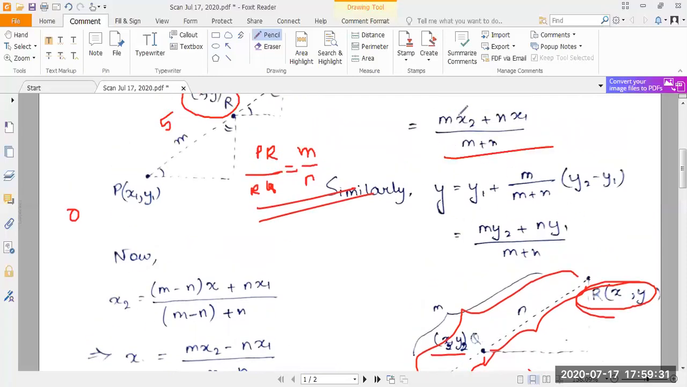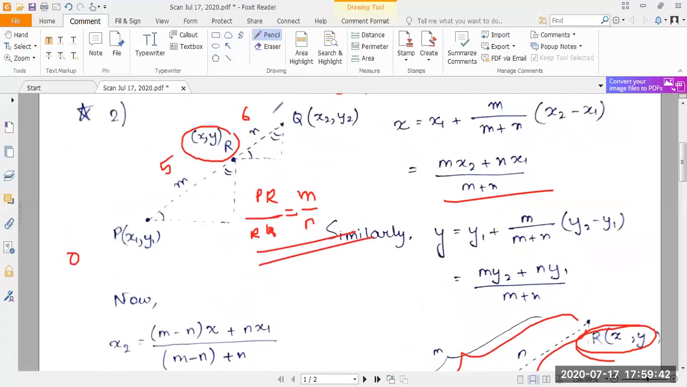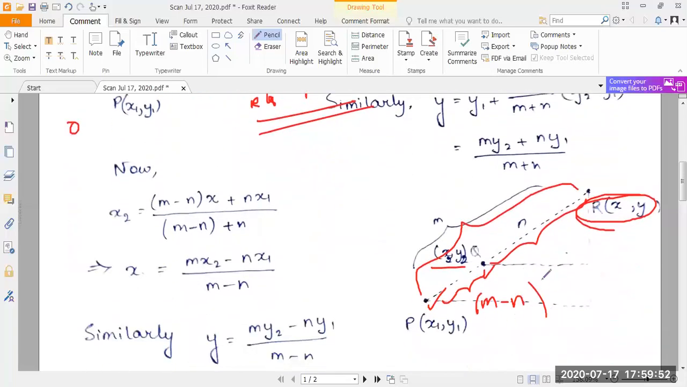So m is the first part of the ratio, n is the second part of the ratio. We match the first part of the ratio to the second point and the second part of the ratio to the first point. So we have (m − n)x + n·x1 divided by the total distance, that would be m minus n plus n.